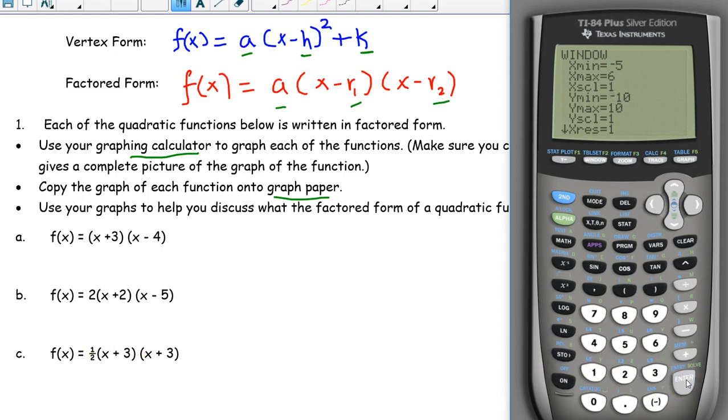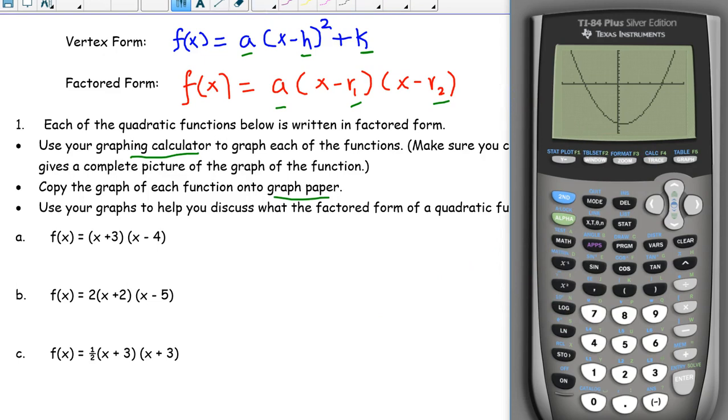Then for the y minimum value, we have seen that negative 12 is the least number over here. So let me just take the minimum value as negative 15, and then for the maximum value, let us take something like 10. That much is enough, I think. Scale 1 and resolution 1. Hit the graph now.